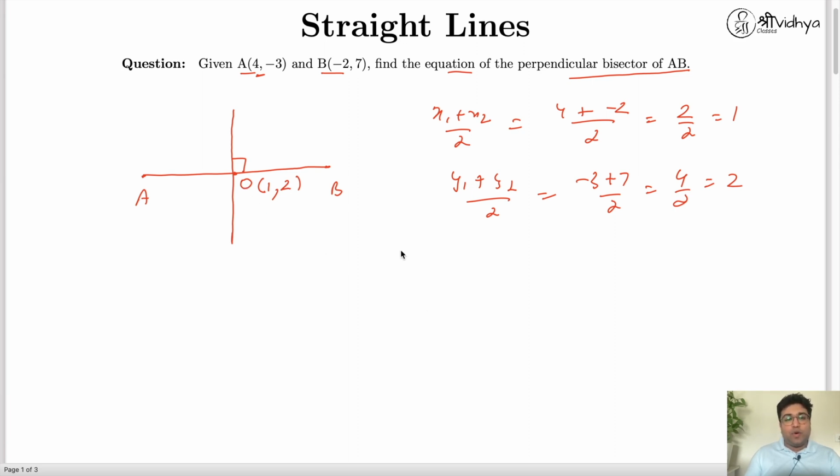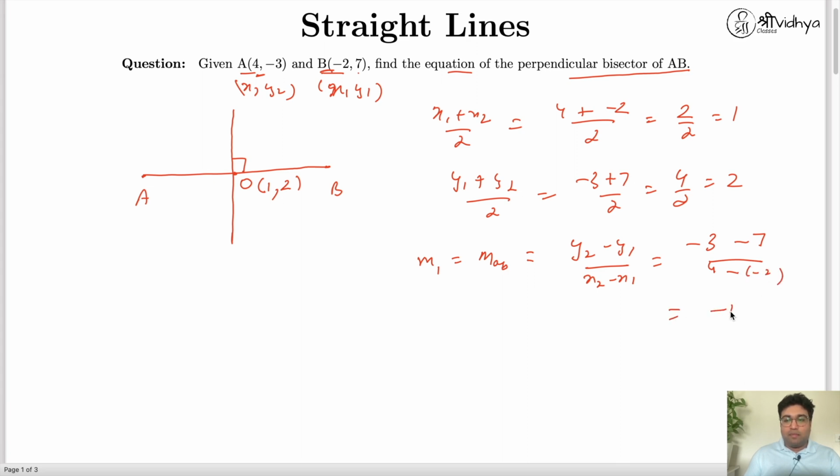Now let us find the slope of this line AB. Let's call this m1, the slope of AB, right? What is the formula for the slope? y2 minus y1 upon x2 minus x1. Let us take any point randomly, so let's call this B (x1, y1) and A (x2, y2). Okay, so let us insert the values. What do we get? (Minus 3 minus 7) upon (4 minus of minus 2). So what do we have here? Minus 10 upon 6. That is minus 5 upon 3.